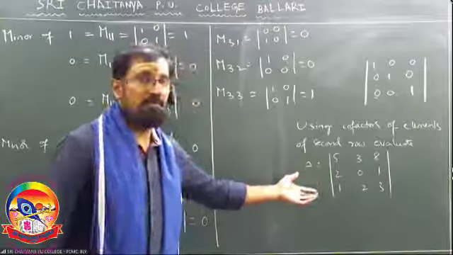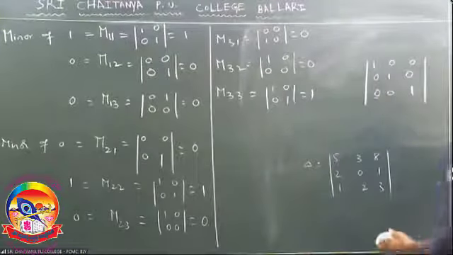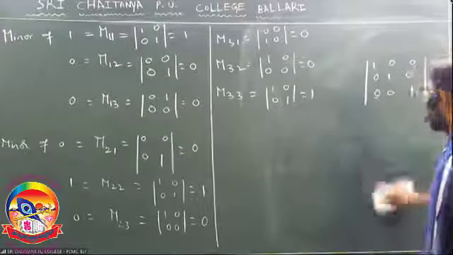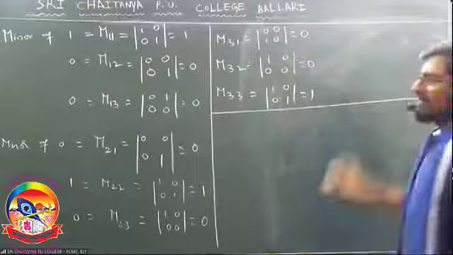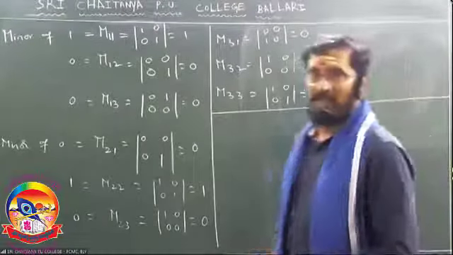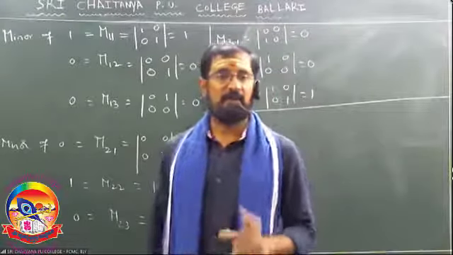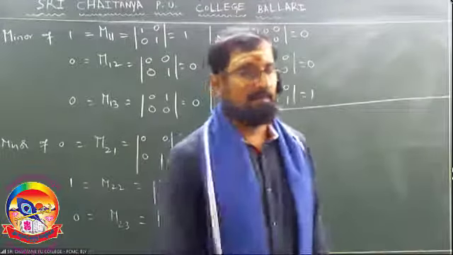I am going to rub this one. Observe. Up to here, we have completed the minor of each and every element in the given determinant. Please write down up to here. After that, I will tell you how to find the cofactor of each and every element in the given matrix. Okay, copy that.